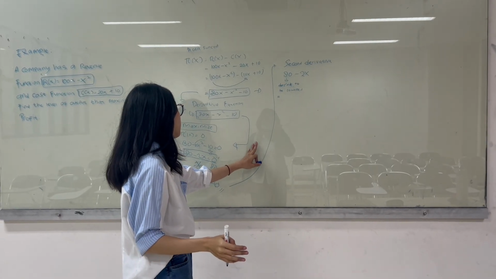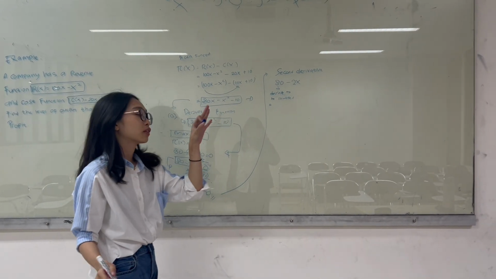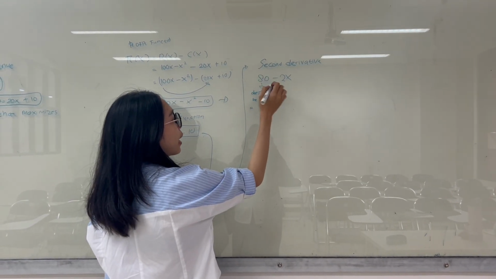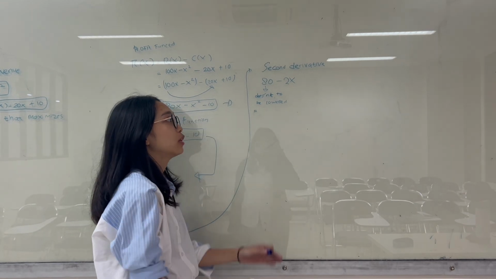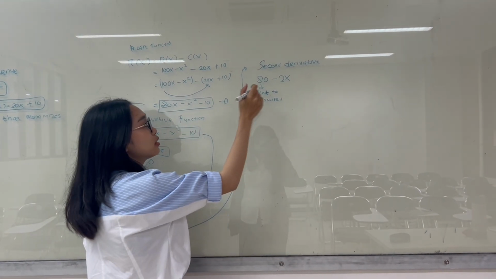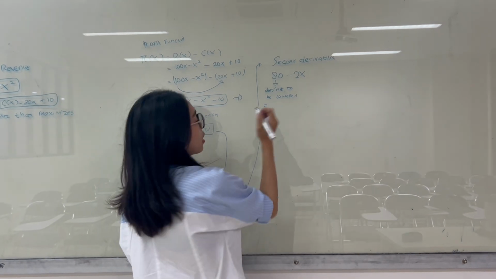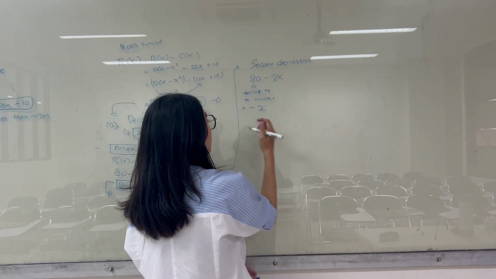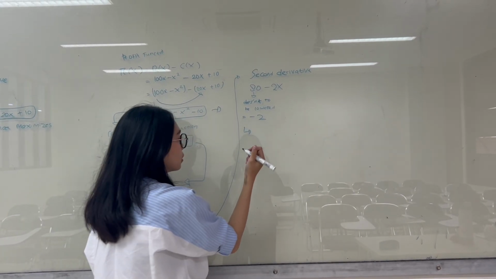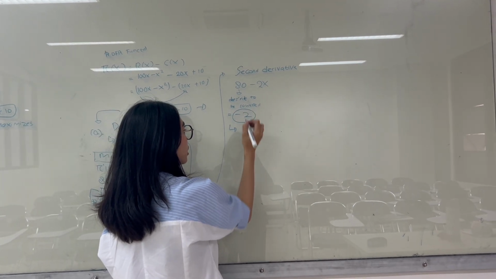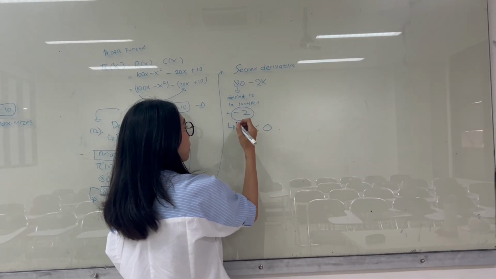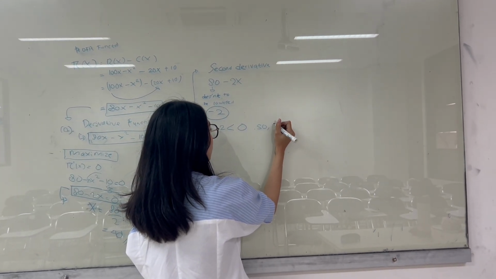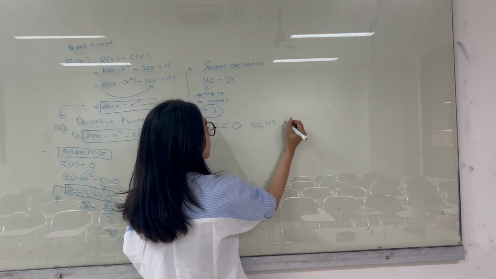Okay, to find the second derivative, we differentiate this function again, because everything that is a constant value disappears. So 80 doesn't need to be differentiated. So the answer is minus 2. And minus 2 is less than 0. So the answer is a maximum.